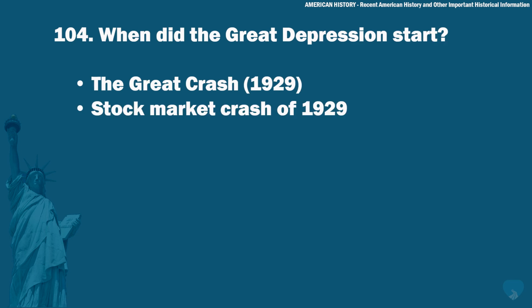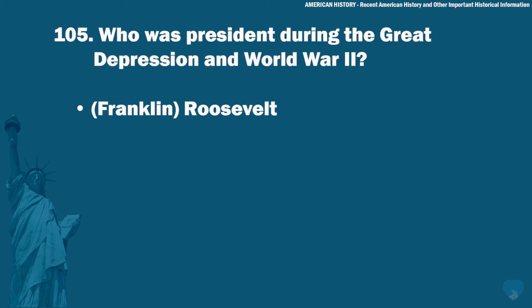Question 104. When did the Great Depression start? The Great Crash, 1929. Stock market crash of 1929. Question 105. Who was president during the Great Depression and World War II? Franklin Roosevelt.